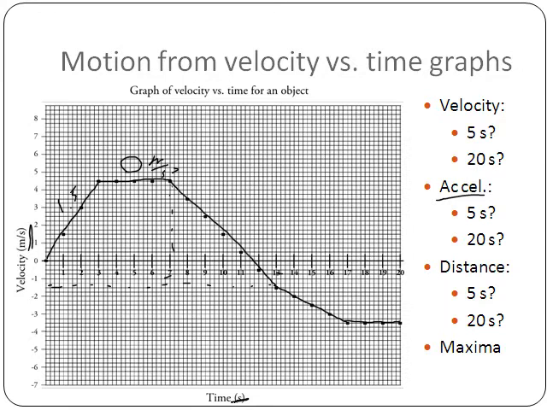So we divide that out. So we said negative 6 divided by 6. So this right here has a slope of negative 1. And so the acceleration on that section is negative 1 meter per second squared.